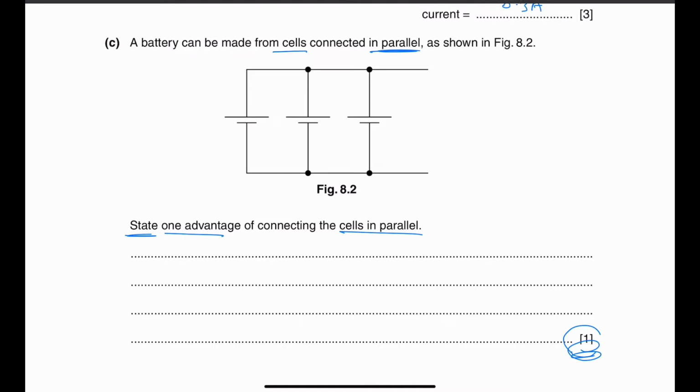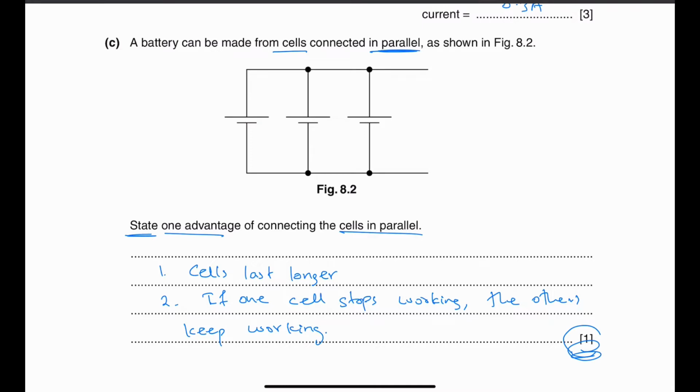So there are basically 2 advantages that we mostly learn in O levels for the cells in parallel. One of them is that cells last longer. Now the reason behind that is that the current flowing through each cell is smaller, but we don't need to write that reason. Another reason that you could have written, which you don't need to write in order to get 1 out of 1, is that if one cell stops working, the others keep working. So pretty simple question.